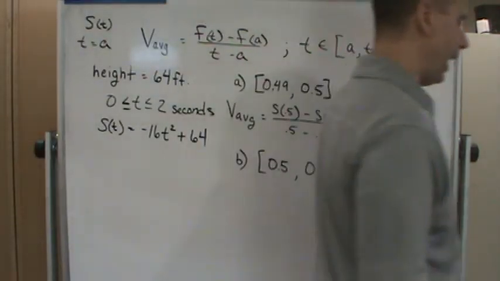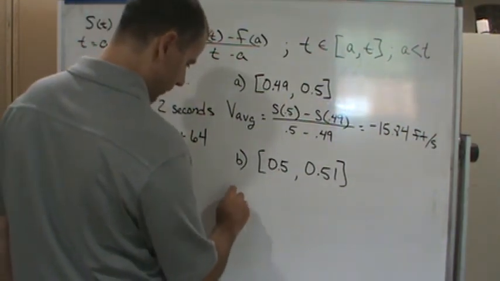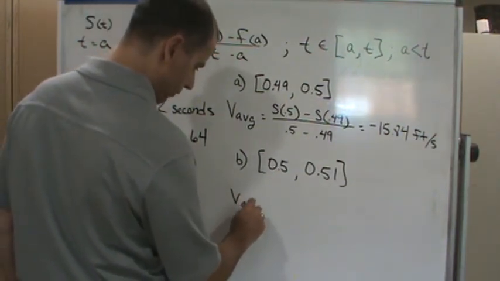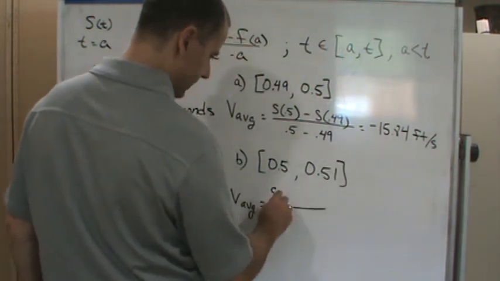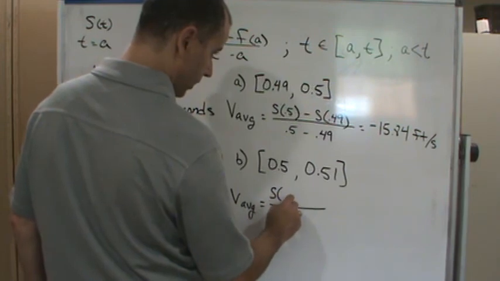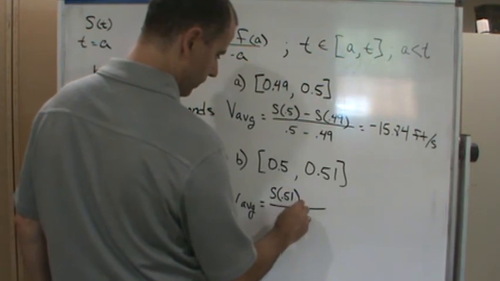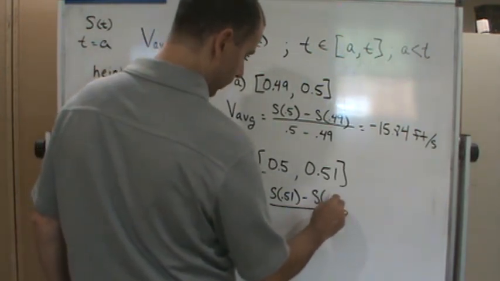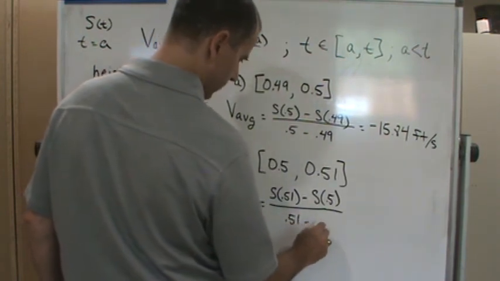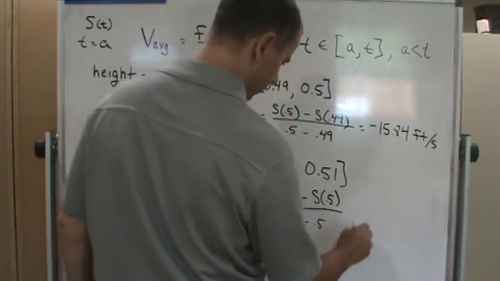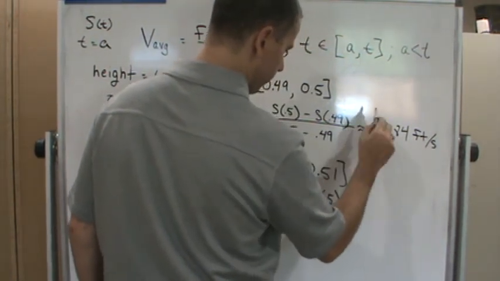Okay? Now, what about this part B? Well, we're going to do the same thing. Use the same formula. Okay? Average velocity is again given by s of 0.51 minus s of 0.5, over 0.51 minus 0.5. And these are approximate values.